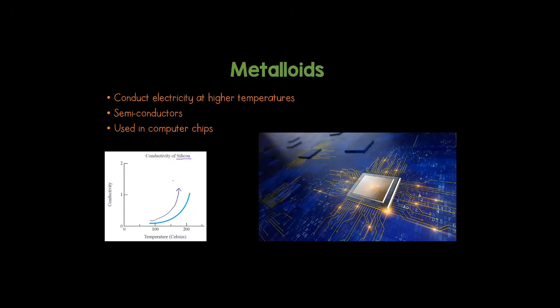So there you have it. You should now be able to describe the different properties of metals, nonmetals, and metalloids, and also be able to identify where these elements are found on the periodic table.